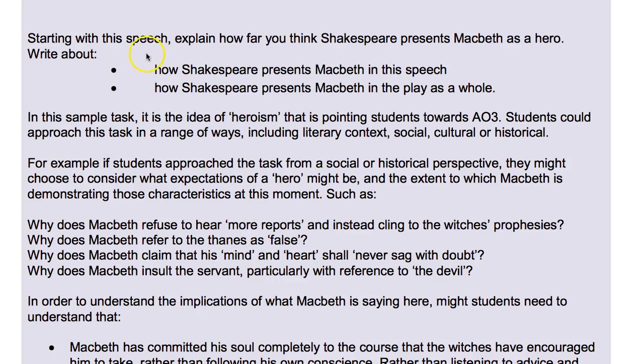Right, well next they give us an actual question. Starting with this speech, explain how far you think Shakespeare presents Macbeth as a hero. Write about how Shakespeare presents Macbeth in this speech, and how Shakespeare presents Macbeth in the play as a whole. So hopefully you know that the bullet points are just there to get you started writing, but they're not marked. What's marked is this: how Shakespeare presents Macbeth as a hero, and all you have to do is make sure that some parts come from this speech and some parts come from the play as a whole.